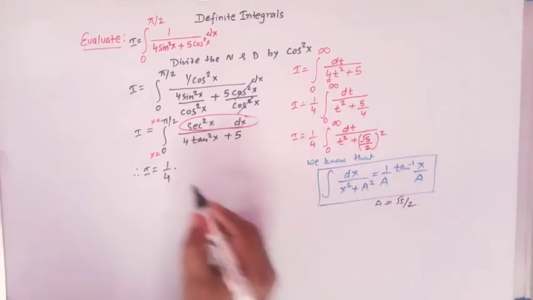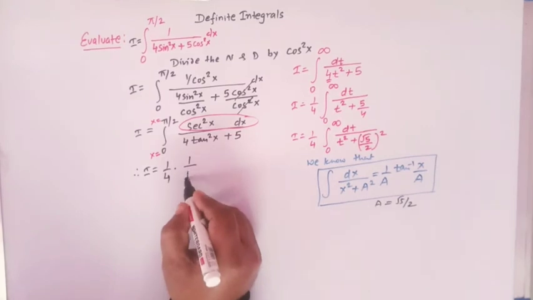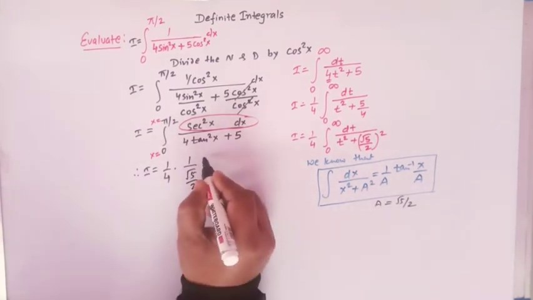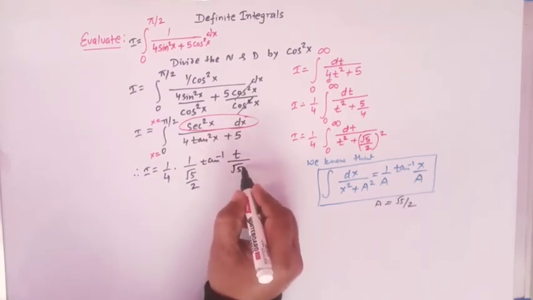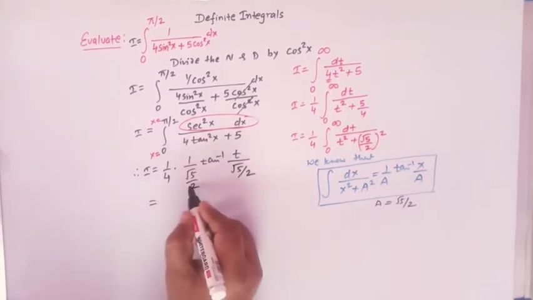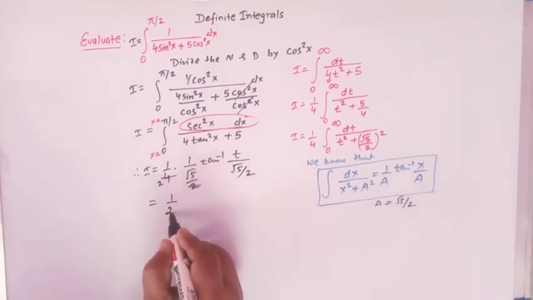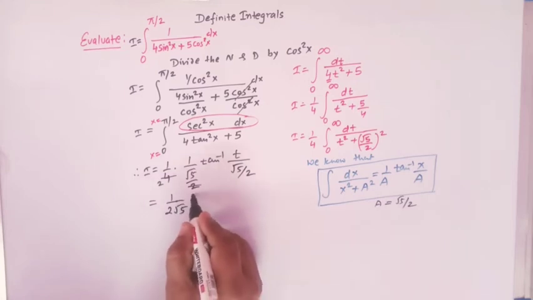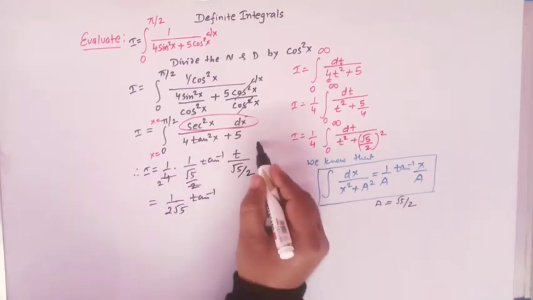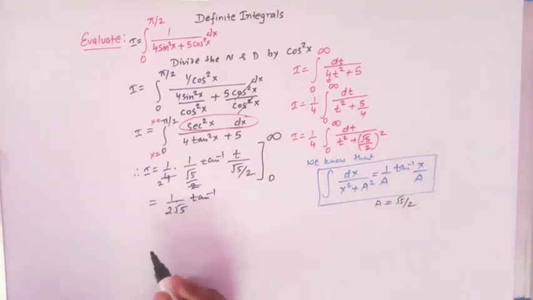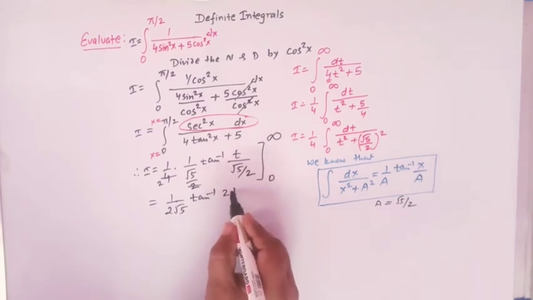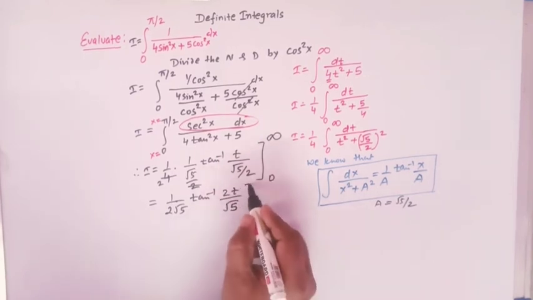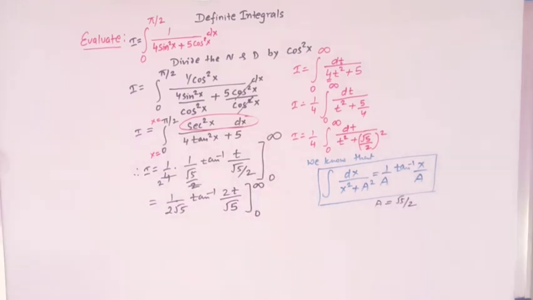So the integral is 1 over a, that is root 5 over 2, and tan inverse t over root 5 over 2, right? So here this 4 gets cancelled, 2 into 2 is 4, so we have 1 over 2 root 5 tan inverse. The limits are from 0 to infinity, right? So here we have tan inverse 2t over root 5, and the limits are from 0 to infinity.